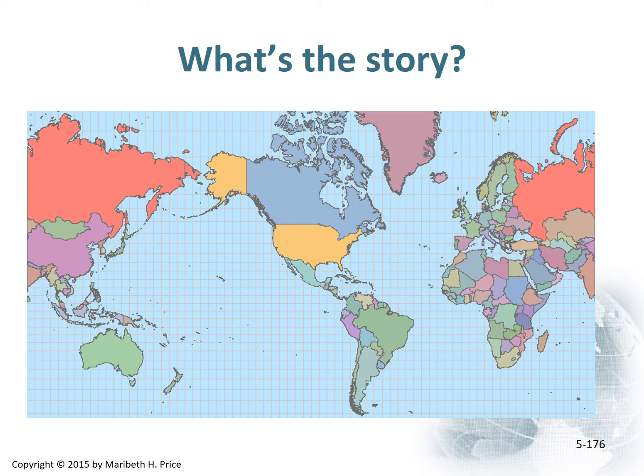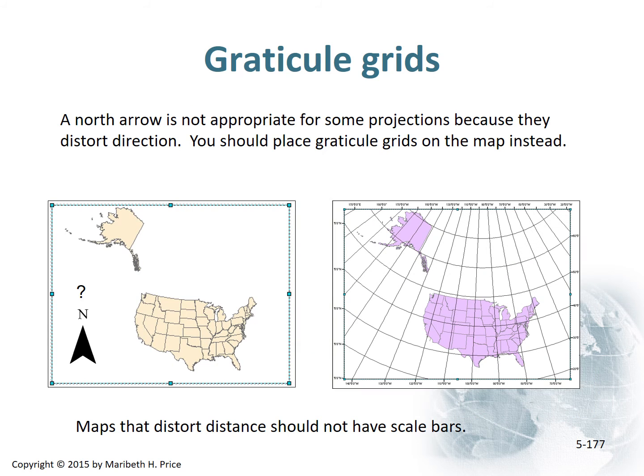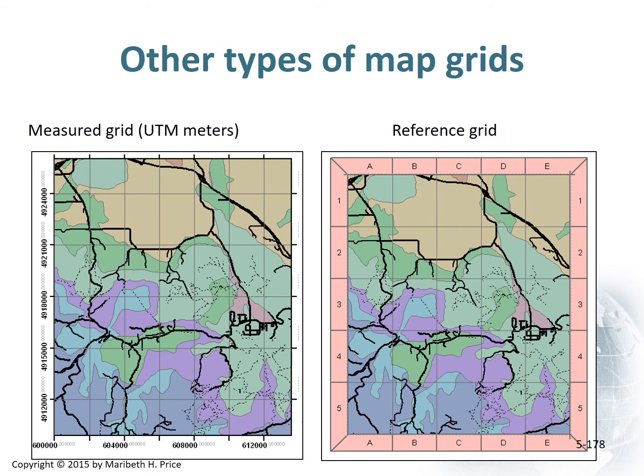Maps should tell a story, and you should be able to tell what it is, and this is a situation where you cannot. North arrows work well for some projections, but when you have a conic projection and you're looking at a large enough area, you probably need graticule grids because they show you the true north direction where a north arrow does not. There's other types of grids, measured grids for things like UTMs, so that you can see what the coordinates are, and you can have reference grids so you can identify places or parts of a map, for example 4C, the section identified by the 4 and the C areas on the map.